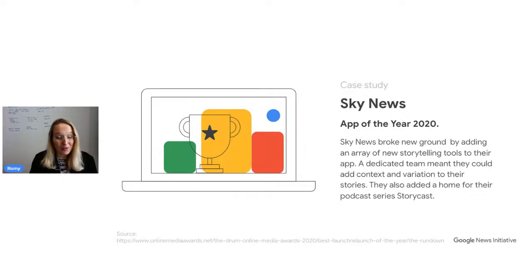Sky News broke new ground again in 2019, and they decided to use storytelling tools. So they added these storytelling tools to the app, and they invested in graphic designers and data journalists, first of all to make it look good, and to get relevant information with which they could then target the audience better.